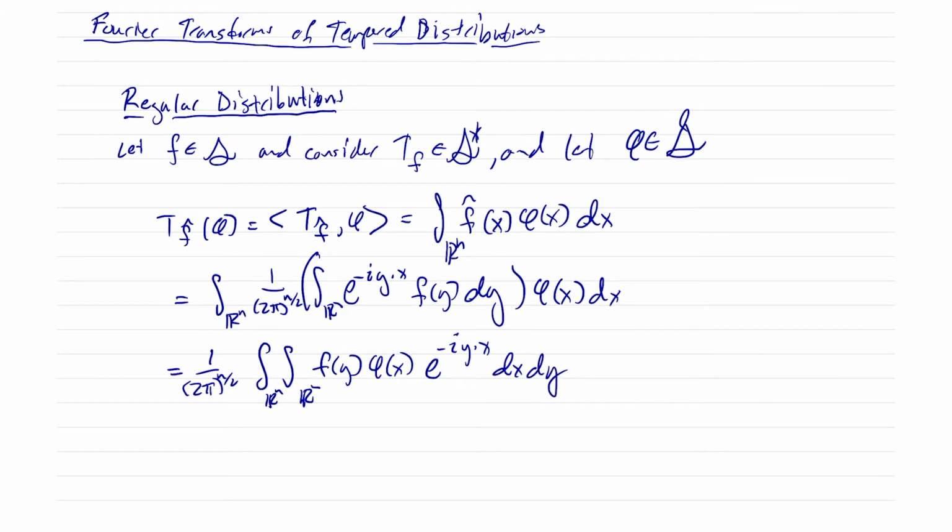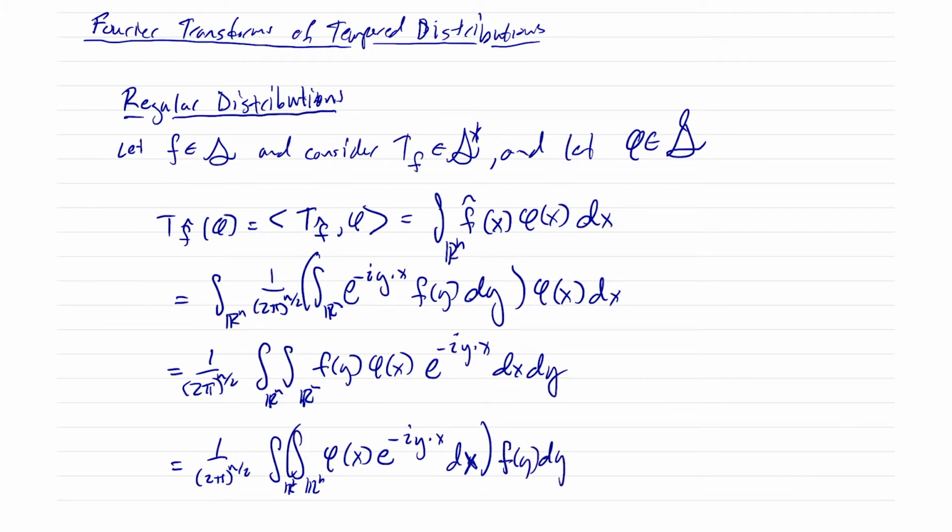Okay, so what changed? Before, we moved the phi of x inside the integral, because we could move it past the dy without a problem. But now that we've exchanged dx for dy, we can now move the f of y out. So let's go ahead and do that. And what do we get? We get 1 over (2 pi) to the n over 2 times the integral over R^n of phi of x times e to the minus i y dot x dx, and now we have f of y dy on the outside.